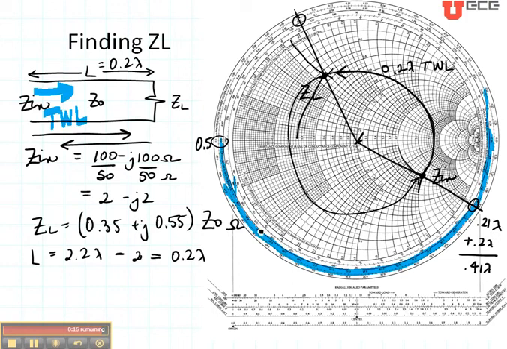Right here, so this would be 0.5, about 0.51, and so on. This point right there is 0.54, 0.55, 0.56, 0.57, 0.58, 0.59, 0.6.